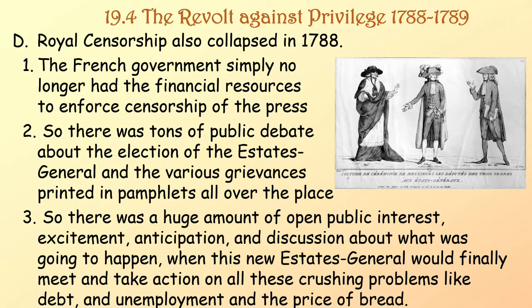Royal censorship by this time had also collapsed in the year 1788. We talked about royal censorship last time. That was pretty much gone. The French government simply no longer had the financial resources to enforce censorship of the press. So now there was tons of public debate about the election of the Estates General and all the various deputies, and the various grievances printed in pamphlets all over the place.